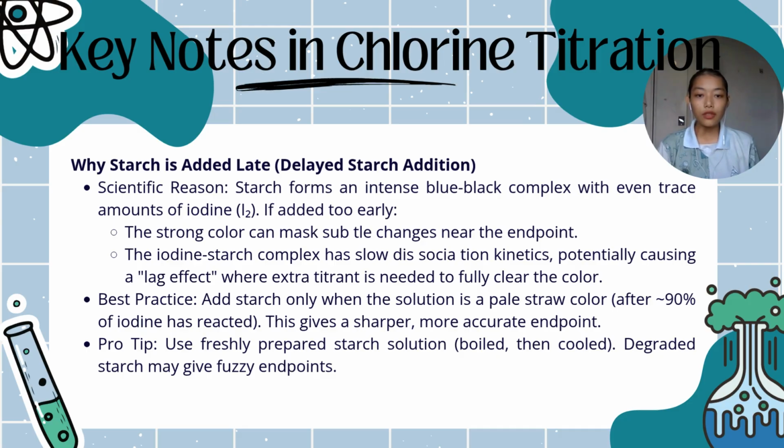This gives a sharper, more accurate endpoint. For pro tips, use freshly prepared starch solution, which is boiled then cooled. Shredded starch may give a fuzzy endpoint.